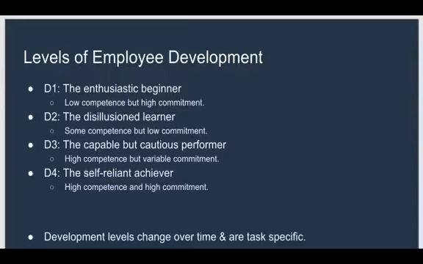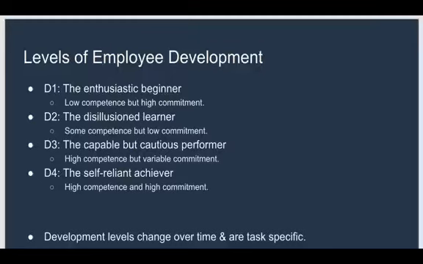Next, we have D3, the capable but cautious performer. Here your subordinate has high competence, but variable commitment. Your subordinate is more capable of performing the task than at the D2 level, but for whatever reason, they're unwilling or lack the confidence to perform the task.